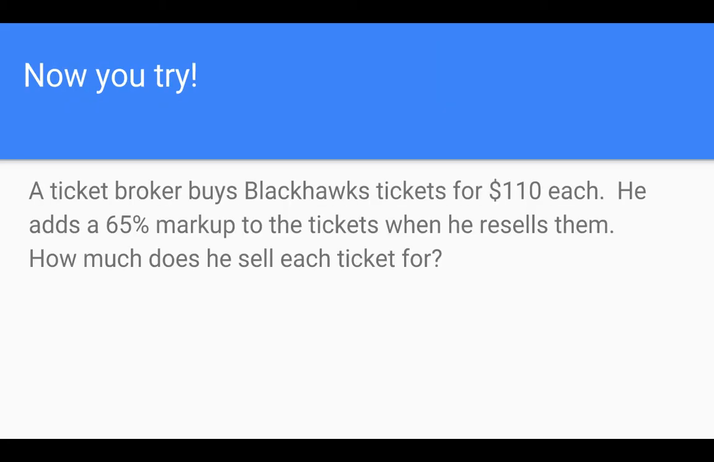Now you're going to try. This problem says a ticket broker buys Blackhawks tickets for $110 each. He adds a 65% markup to the tickets when he resells them. How much does he sell each ticket for? Right now, pause the video, write down the numbers, show your calculations, and get an answer. Pause.